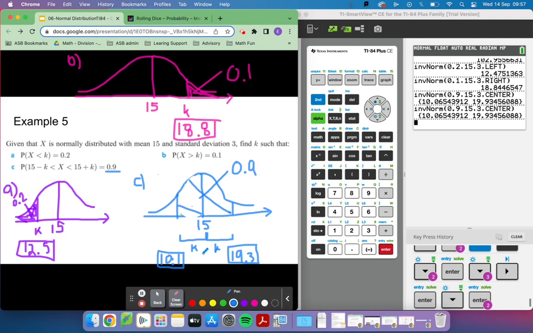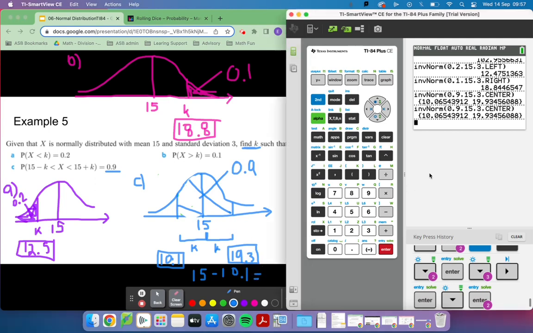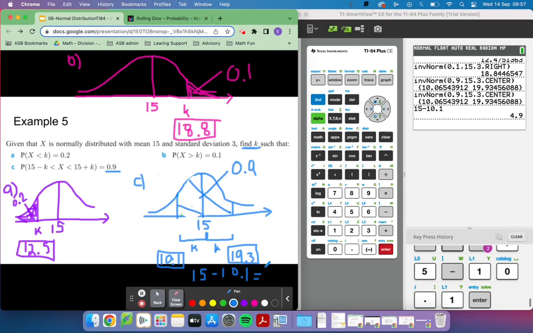And then we can easily answer what is the k value, right? Remember, we're always looking for k. Well, k is going to be our 15 minus 10.1, or we can have 19.3 minus 15. So when you do that, you're going to get 15 minus 10.1, and you're going to get that the value of k in this case is 4.9. So we added 4.9 to 15, and then we subtracted 4.9.